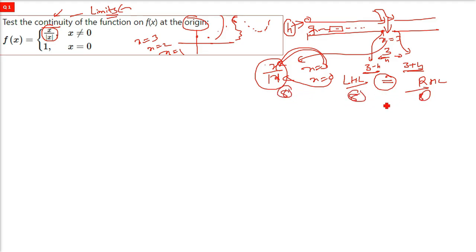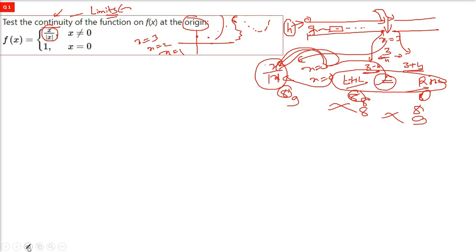For example, 8, 8, 8 is coming. For example, LHL and RHL are 8, but the actual value of this function at x equals 3 is 9. You will say, no, it is not continuous, it is discontinuous. So the LHL and RHL have to be equal, and the value of that function at x equals 3, or any x equals k where you are checking the continuity, has to be equal.